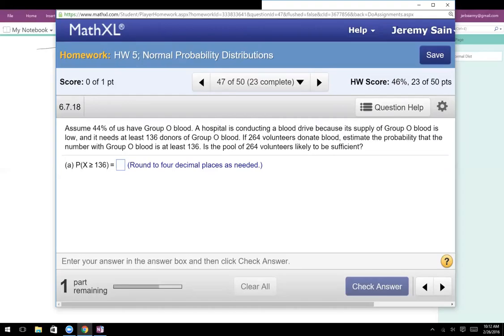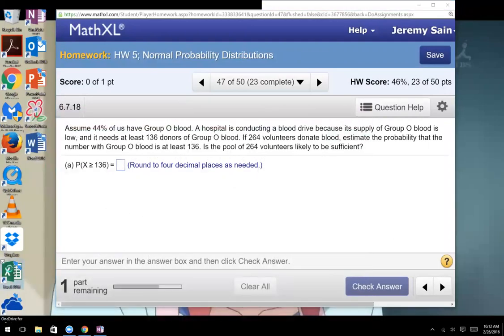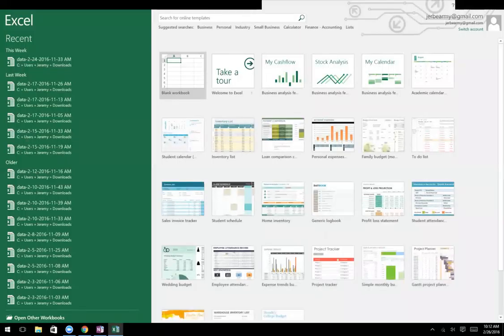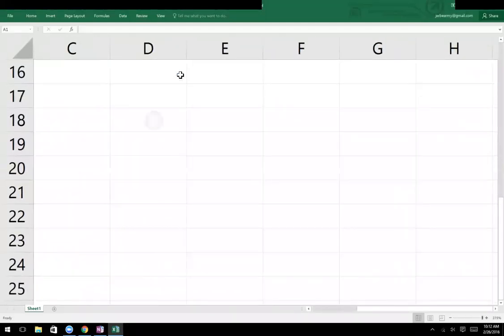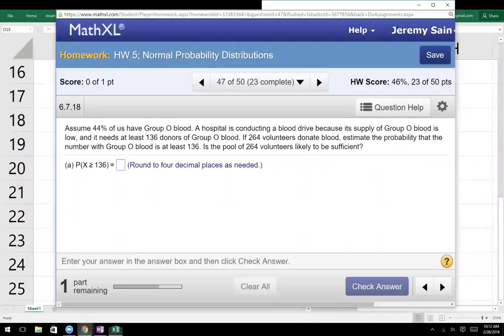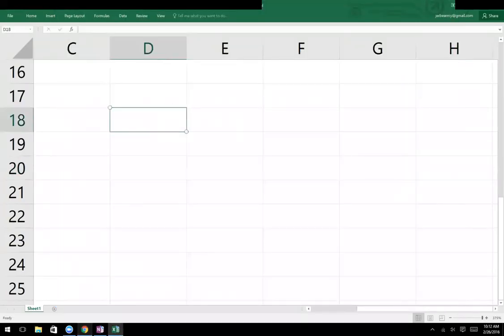All right, let's grab Excel right quick. Make it big enough for y'all to see. So first things first, what we really want is x to be at least 136. When we replace the binomial with the normal, that 136 is going to turn into 135 and a half, right? So I'm going to start out with NORM.DIST, and 135 and a half is the number I care about.